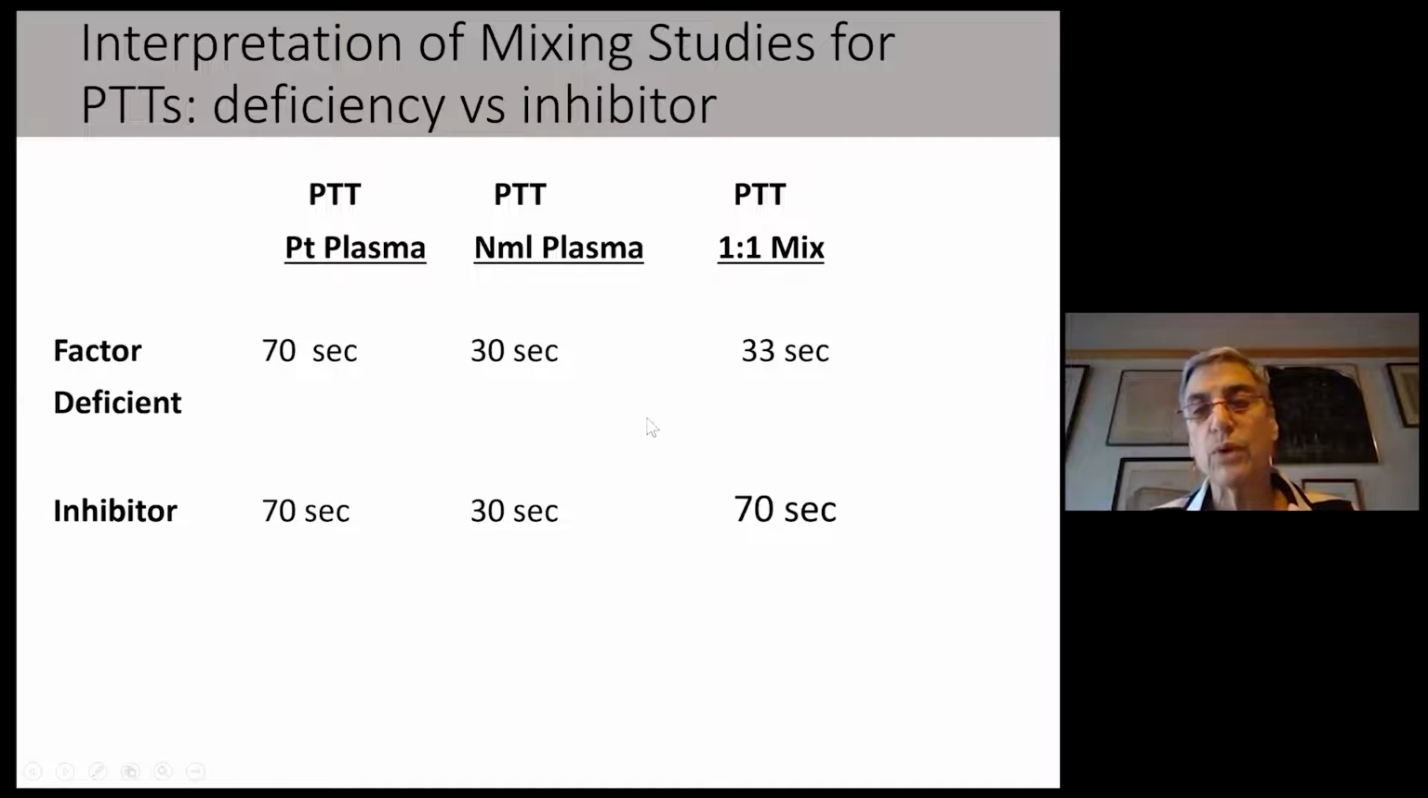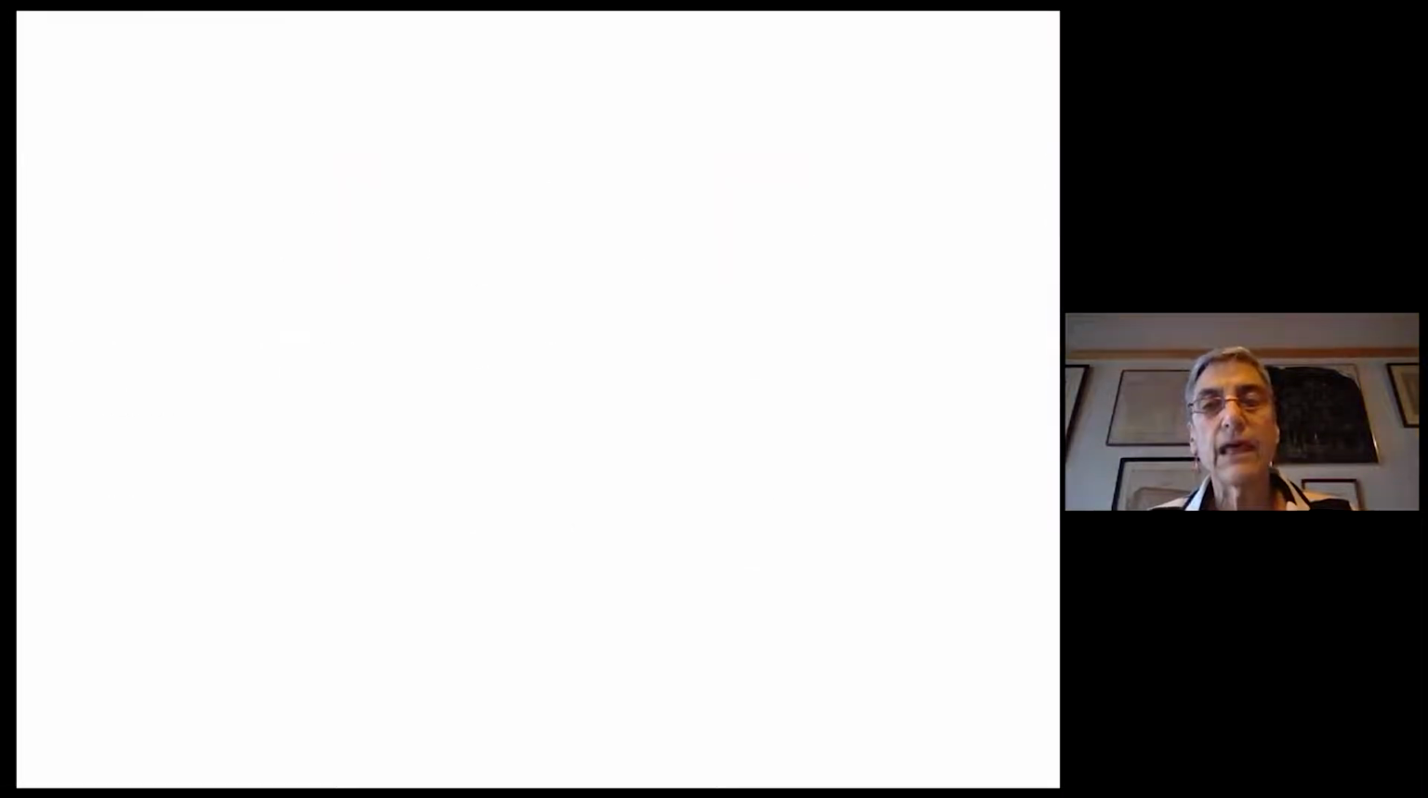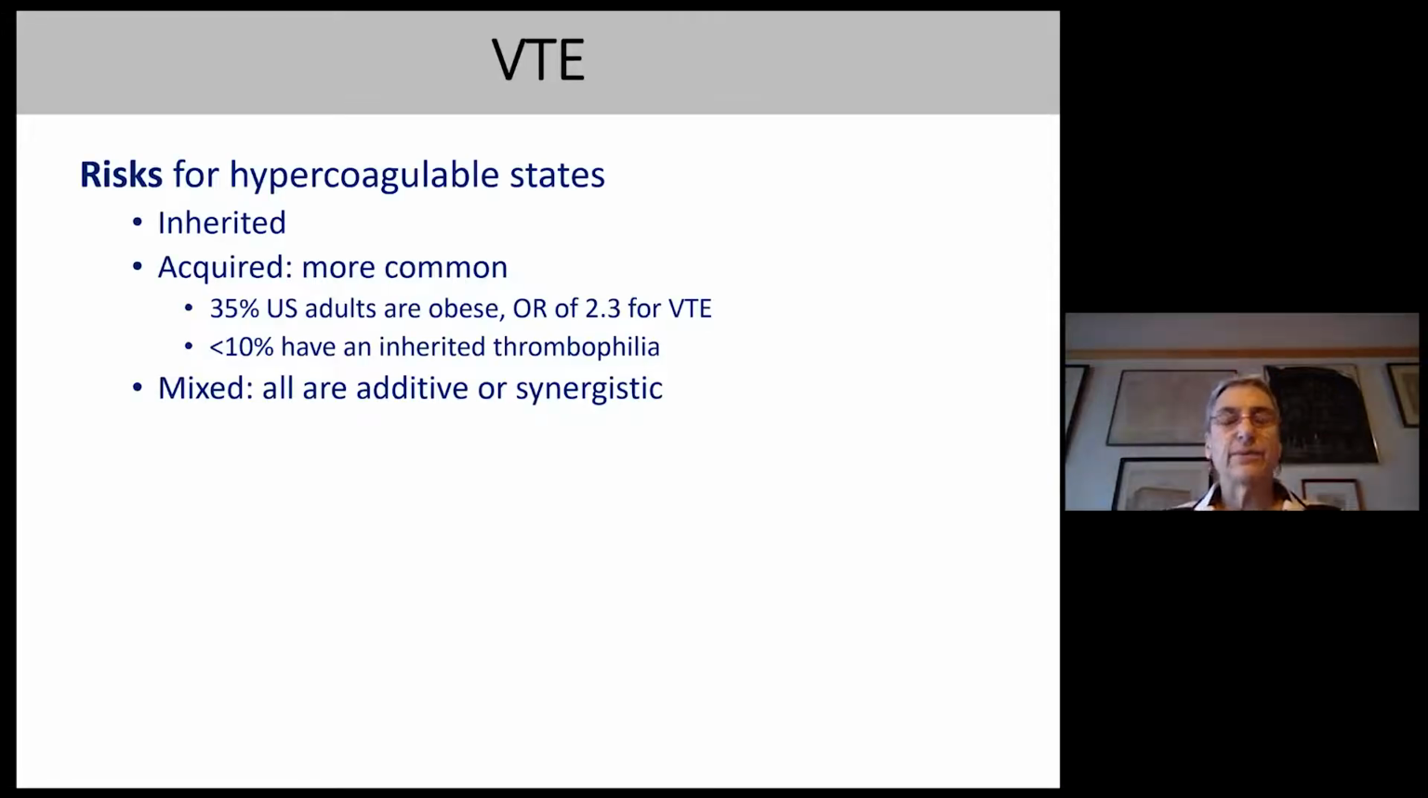So if you mix them one-to-one and they're factor deficient, since you will need less than 30% of any factor to make the PTT normal, it will normalize. And so it will indicate that really what's missing is a specific factor that can be replaced. On the other hand, if you have an inhibitor and you had a one-to-one mix, you don't correct. That's because the inhibitor will usually be of sufficient titer to neutralize the normal factor that is added in the mixing study. So we'll come back to that when we talk about the lupus anticoagulant.